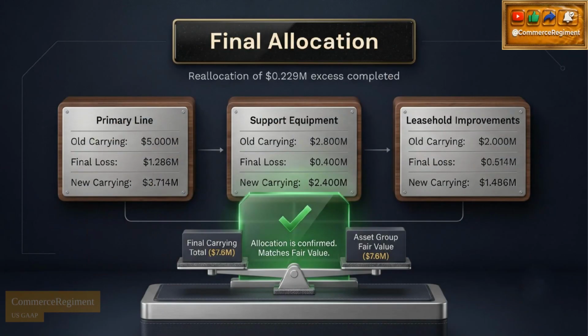The primary line receives $1.286 million of loss, reducing it from $5.0 million to $3.714 million. Support equipment receives $0.4 million of loss, reducing it from $2.8 million to $2.4 million. Leasehold improvements receive $0.514 million of loss, reducing them from $2.0 million to $1.486 million. Final carrying amounts total $7.6 million, which matches the asset group fair value. That is the control tie-out.